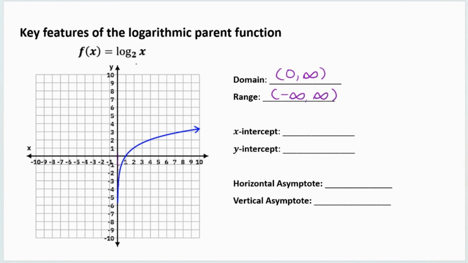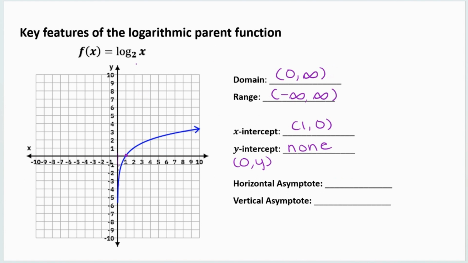So now let's think about the x-intercept and the y-intercept. This graph does have an x-intercept, and we can see that the x-intercept is at (1, 0). What about the y-intercept? Well, remember the y-intercept occurs where x equals 0, right? Because it's (0, y). Well, we just said that 0 is not included in the domain. So that means that this graph does not have a y-intercept.